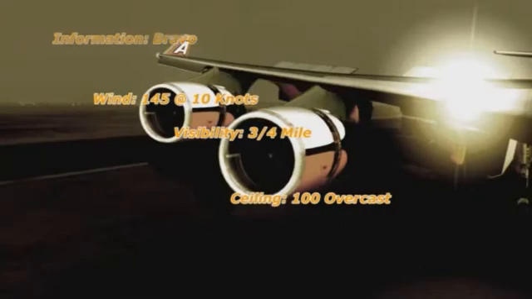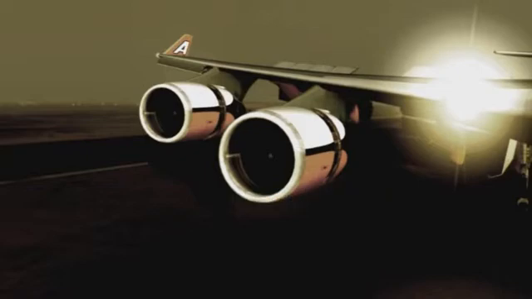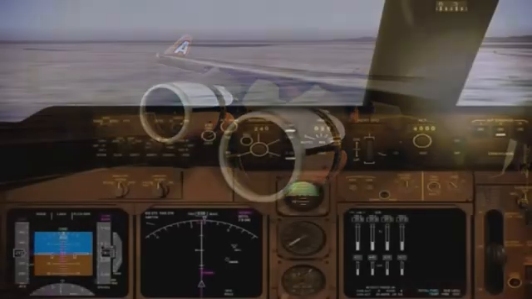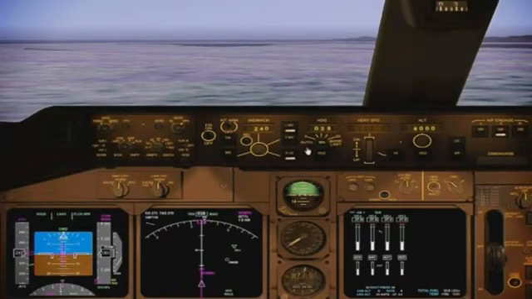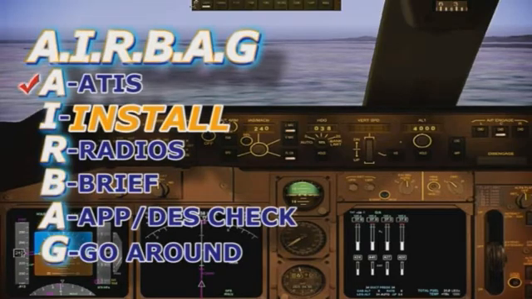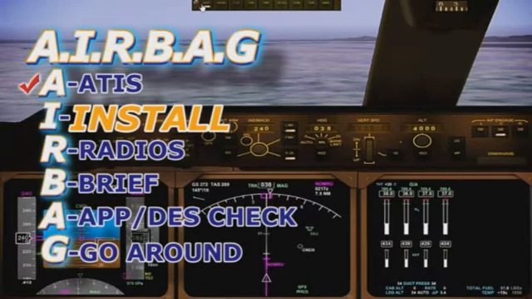Note the winds are right quartering at 10 knots, the visibility is less than a mile, and the ceilings are low. This is going to be a wild approach. At this stage you could also set the altimeter, which you should do, but that is shown later in the airbag checklist as well. It's now time for the install, which is the I in airbag.